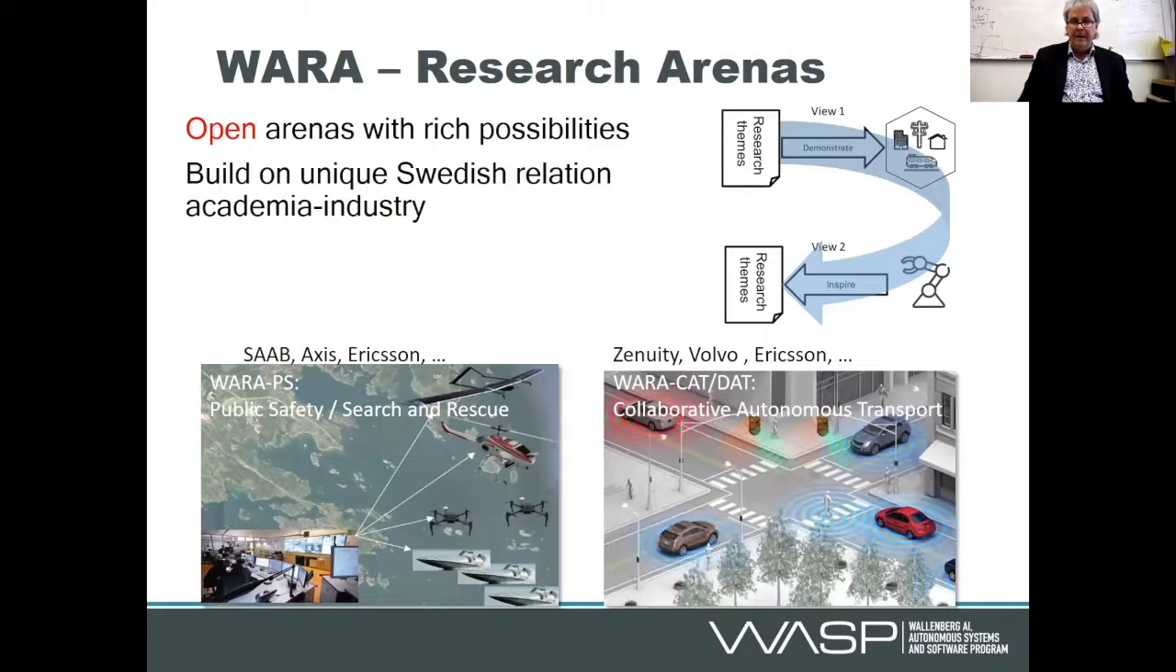The second VARA is the one that is called VARA CAT-DAT, VARA Collaborative Autonomous Transport / Data. And this is a VARA that is very much based upon Zenuity, Volvo, and Ericsson. And it's also based on a physical test scenario outside Gothenburg called Astacero. So there it is collaborative transport, self-driving cars, but also data collection and data annotation that is needed for this. How can we provide large-scale data repositories that the WASP students can make use of? There is currently also discussions about the VARA software, but that is still unclear whether that will happen or not.